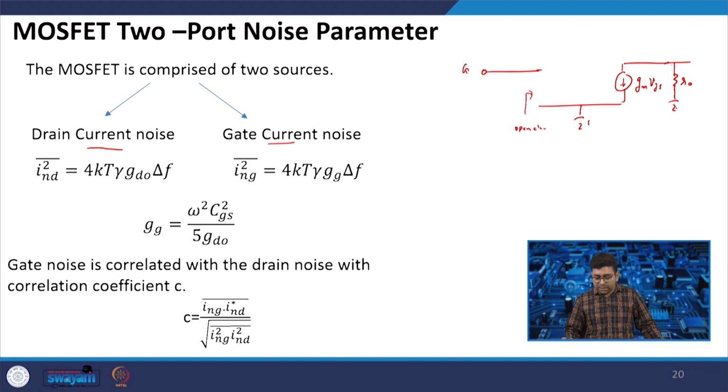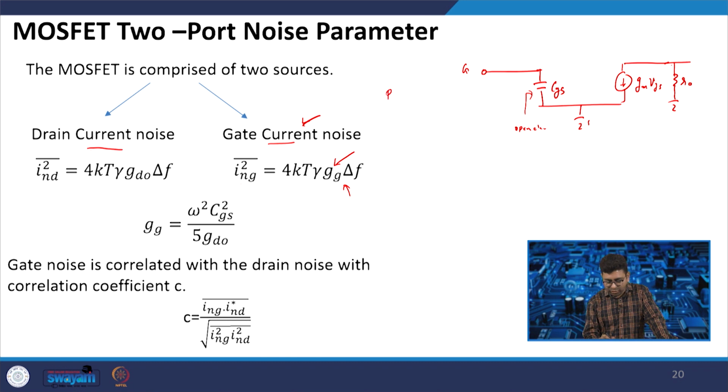If we are working at high frequency, we cannot avoid this capacitor CGS, and while discussing the active components, we have also defined the fT and fmax by using this CGS. So, that is why there is a gate current noise, and it is given by Ing square. This is the mean square value of the noise current, and it is given by 4 kT gamma Gg into delta f. We have already seen while discussing noise how this delta f comes, that is per unit bandwidth.